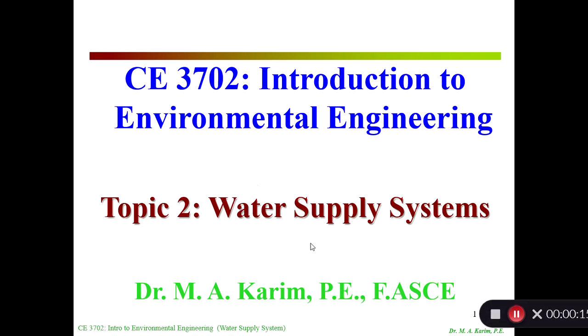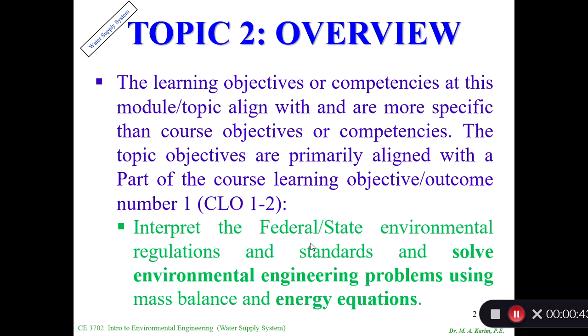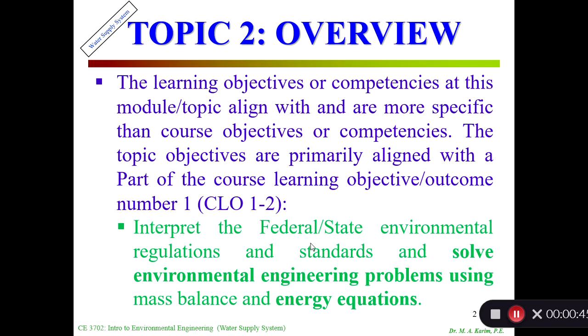Okay, this is topic 2, water supply systems, for an introduction to environmental engineering. By the ASCE definition of environmental engineering, this topic falls under definition number 1, which says that it is the provision of supplying safe, palatable, and ample drinking water to the consumers. So that's one of them.